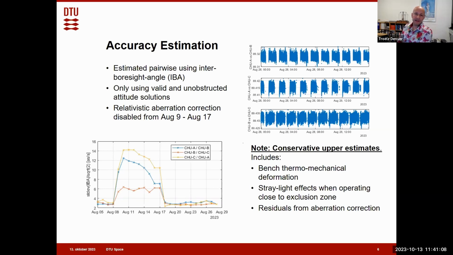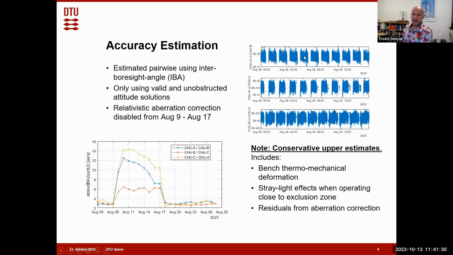And by measuring the angle between the boresights, I can plot this over time. This is from 16 hours of data. You can see there are some small gaps. That's when one of the camera heads is inside the exclusion cone of the sun. It simply gets blinded by the sun, so I have no data at this time here.